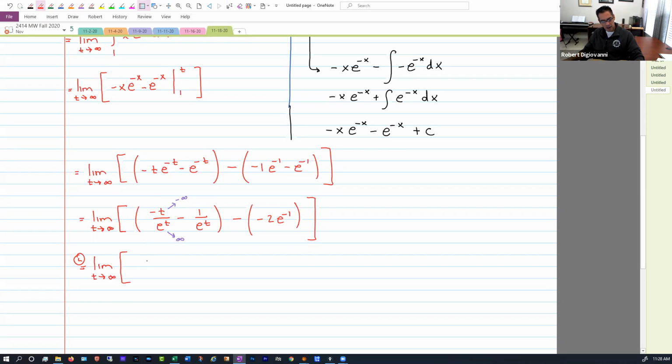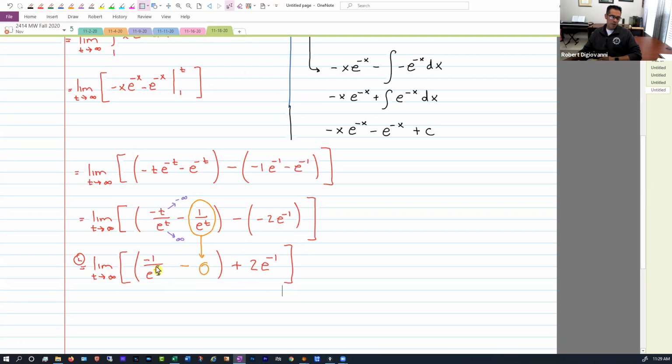The derivative of the top would be negative 1. The derivative of the bottom would just be itself. And then on this one, I didn't state this, but right here, that one we don't need L'Hopital for, right? As t goes to infinity, this goes to 1 over infinity, which goes to 0. So this thing's going to go to 0. And then minus becomes plus 2e to the negative 1.